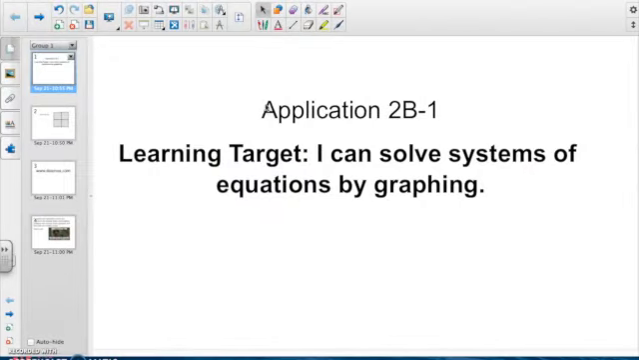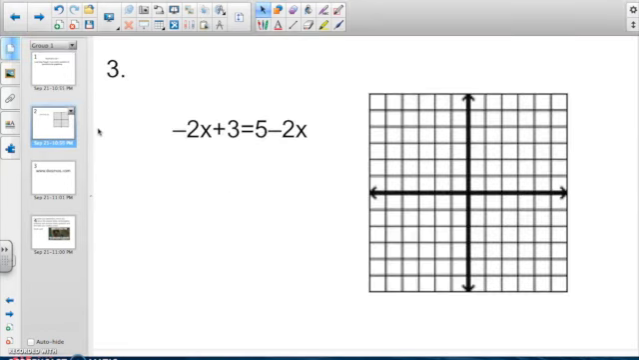Alright, just a reminder of our learning target for application 2B-1 is that I can solve systems of equations by graphing. So let's go ahead and take a look at your application sheet. Let's look at problem number 3.